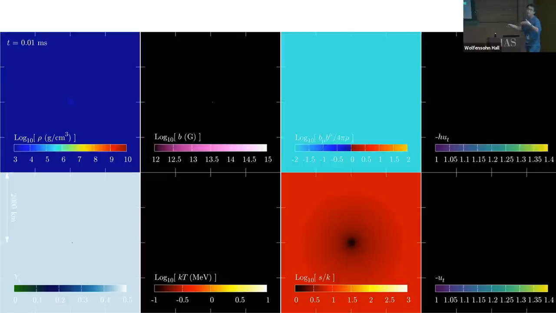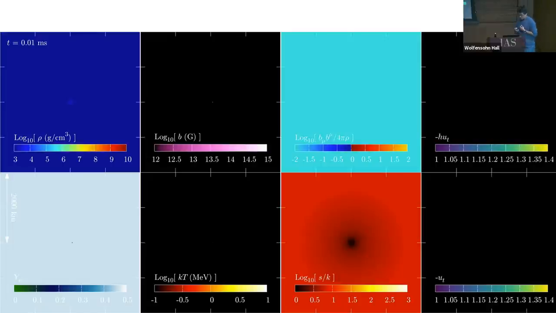Sorry, quick question. Could you explain a little more about the neutrino radiation transfer? Is it energy dependent? So, we employed a very crude approximation, the gray approximation and M1 scheme. But the source term is evaluated with a leakage scheme. Yeah, we need a more sophisticated neutrino radiation transfer.